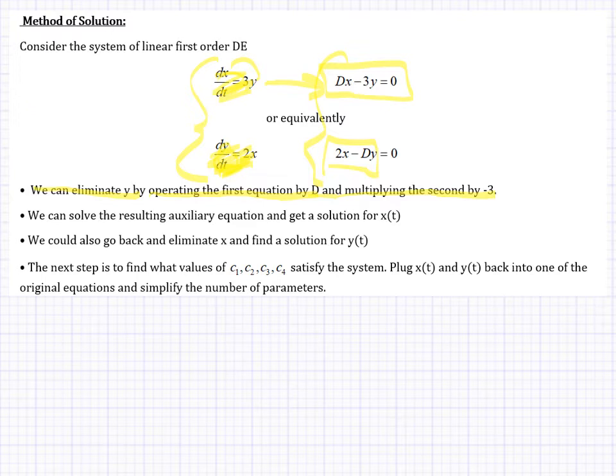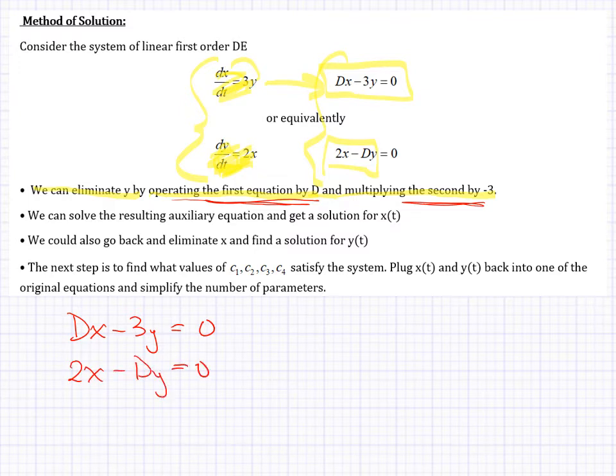Okay, so we can eliminate y by operating the first equation by D and multiplying the second equation by -3. One thing you learn with systems of equations is that you can multiply each equation by some value to get one of the variables to cancel out by adding the two equations together. We can also operate on each equation, as well as multiplying by some constant, to remove one of the variables. So looking at this, I have Dx minus 3y equals 0, and I have 2x minus Dy equals 0.